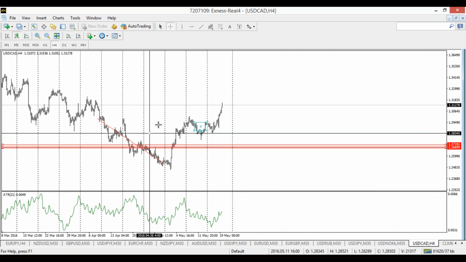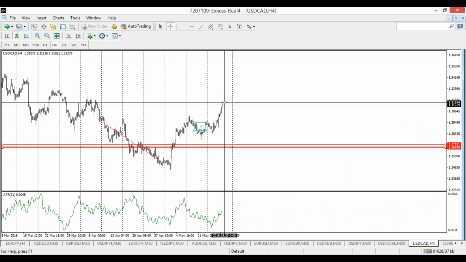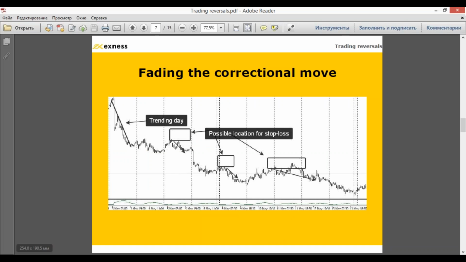It is a pullback. We are not applying any envelopes here because it is a very large swing. We can use the envelopes indicator for small pullbacks, right? This is a very large pullback. We cannot use envelopes here because our stop loss will be very distant. Later on, I will explain how to trade those situations. All right, let's get back to the presentation.